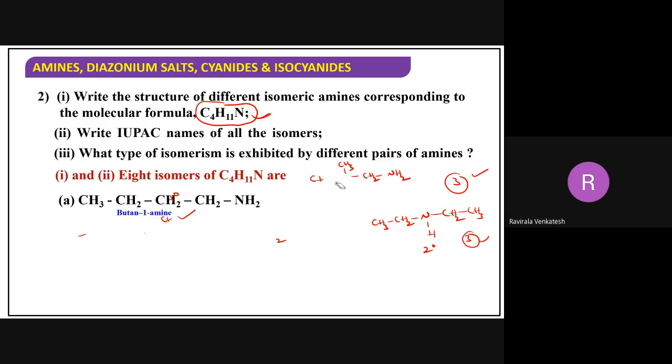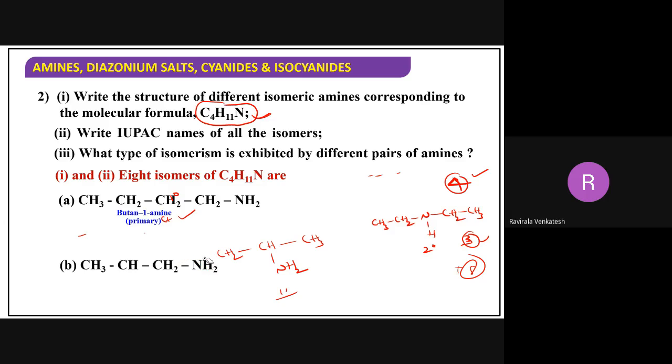That will be this one. It will be like CH3, CH2, CH, CH3, NH2. This will be another primary amine. How many primary amines are we getting here? 4. 4 plus 3, 3 plus 1 is equal to 8. This is the primary amine, butane-2-amine. Therefore, total we got 8.